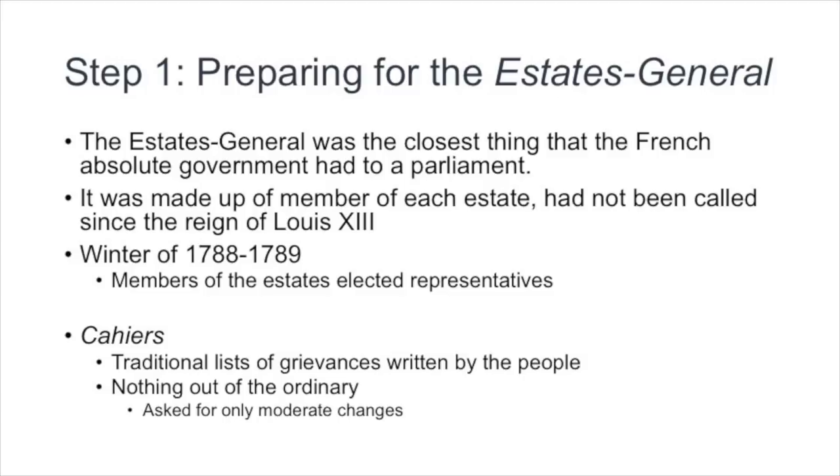A traditional list of grievances was written out by the people. It was nothing out of the ordinary. Essentially, it was calling for a little bit more taxation on the wealthy and a little less taxation on the poor. It was just moderate changes.